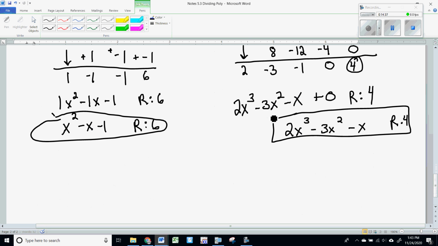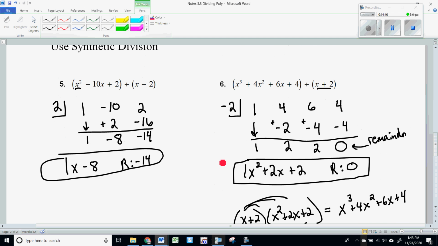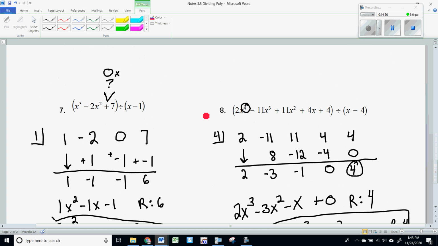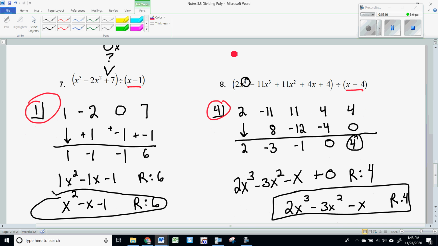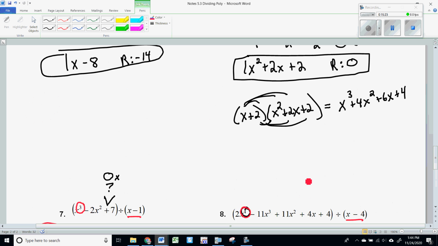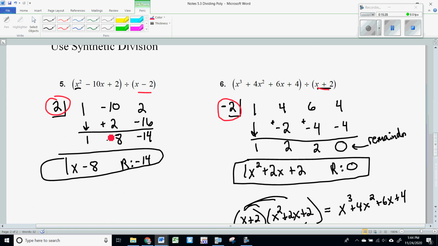So the important things to recognize with synthetic division: 1, the number that goes in the box is always the opposite of what we're dividing by. 2, when you divide, if you start with an x cubed, it drops to an x squared. If you start with an x to the 4th, it drops to an x cubed. If you start with an x squared, it drops to just an x, or an x to the 1. So it always drops one exponent, 1 degree, after you divide.